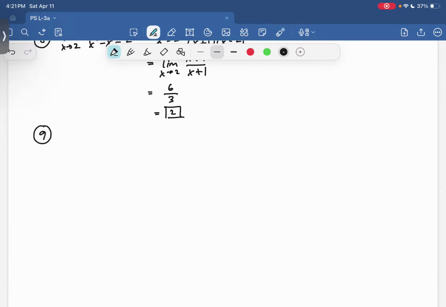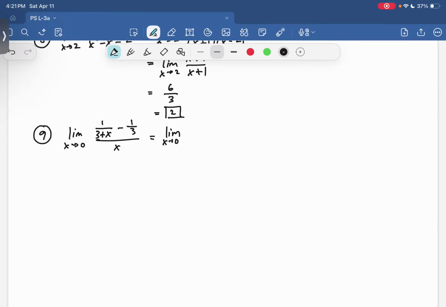Question 9. Here we have a compound fraction. So what happens when we plug in 0? We're going to get 0 in the numerator, because that's 1/3 minus 1/3, and 0 in the denominator. So that means we should simplify first.